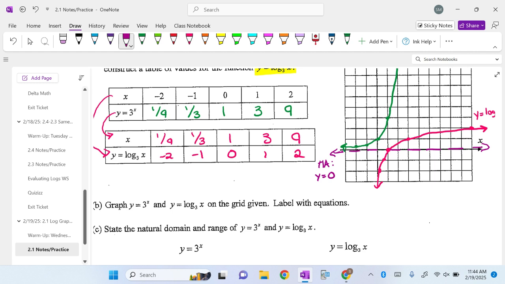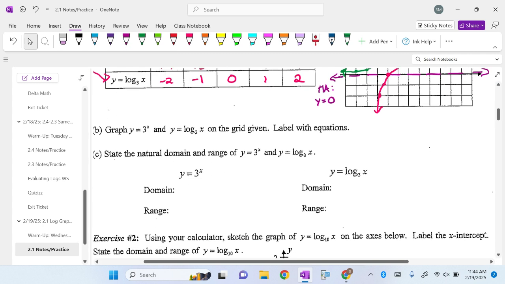That's why that graph will never cross the x-axis. Remember, it will get super duper close to it, but it'll never cross. It'll never go into negative y values. Now, let's look at the domain here.